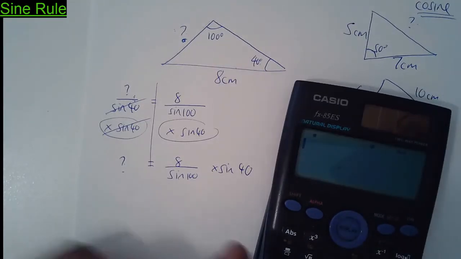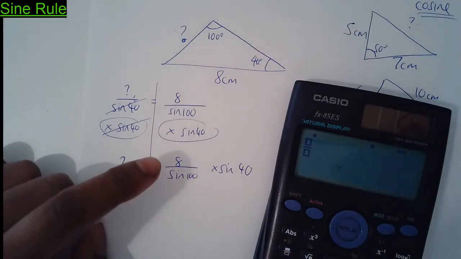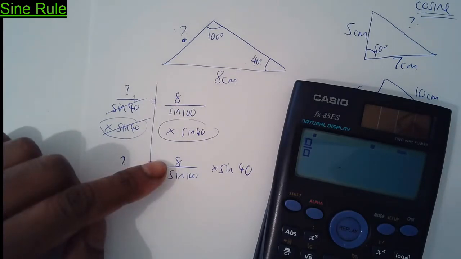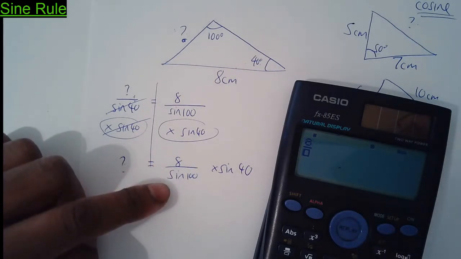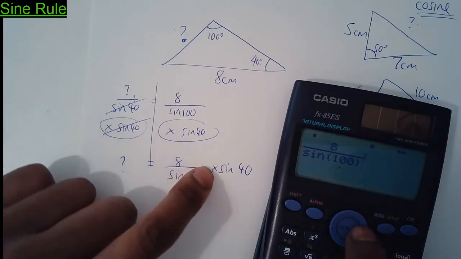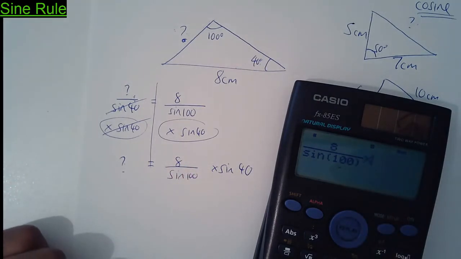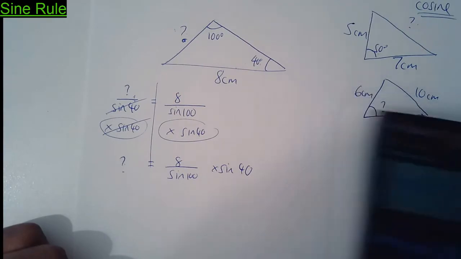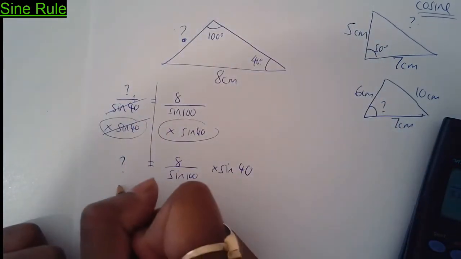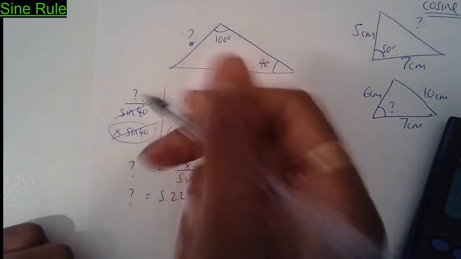If you've got a fraction button, you can use it for that, or you could just divide. Bring the cursor right here. We got a missing side, 5.22.